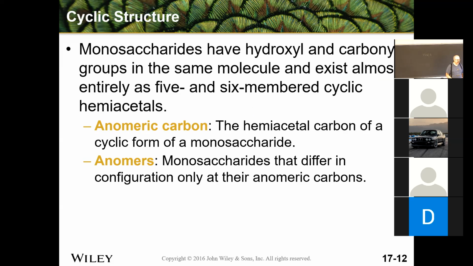Right, monosaccharides have hydroxyl and carbonyl groups in the same molecule and exist almost entirely as 5- and 6-membered cyclic hemiacetals. Okay, the anomeric carbon is the hemiacetal carbon of a cyclic form of a monosaccharide. And then anomers are monosaccharides that differ in configuration only at their anomeric carbon. So anomers are actually a specific type of diastereomer.